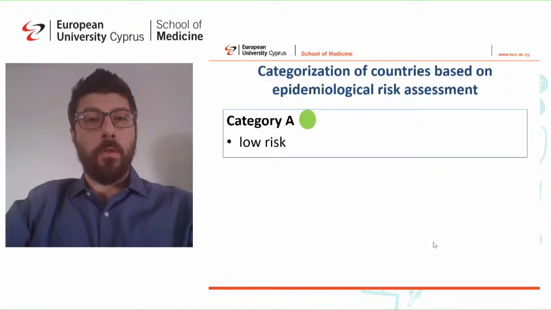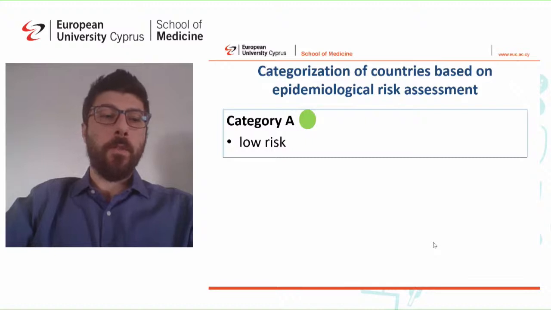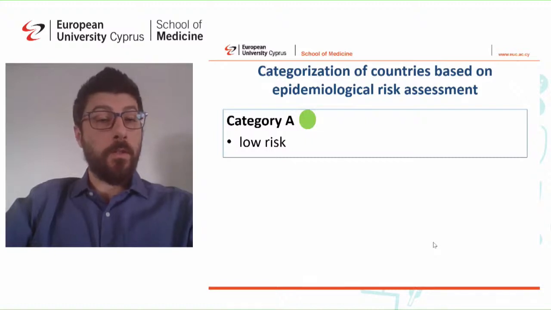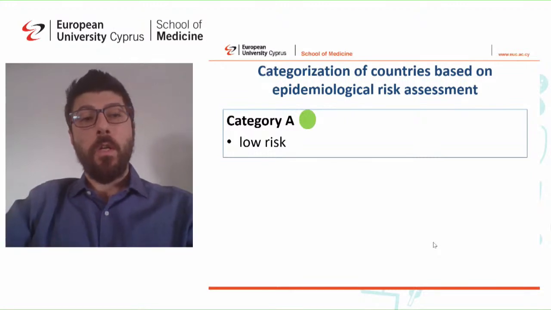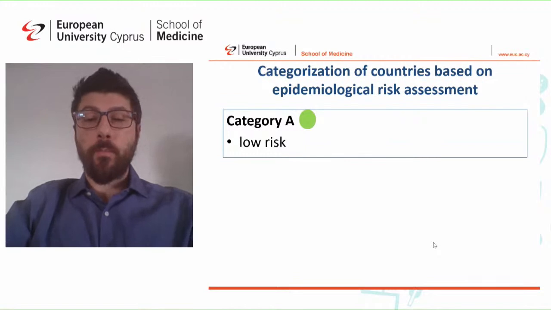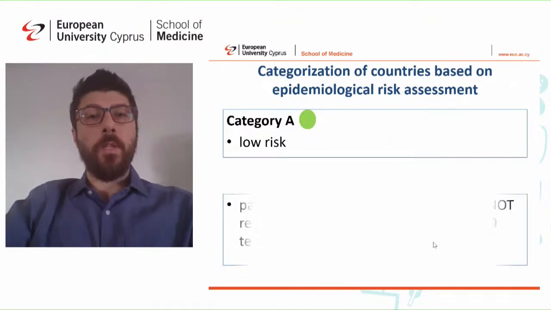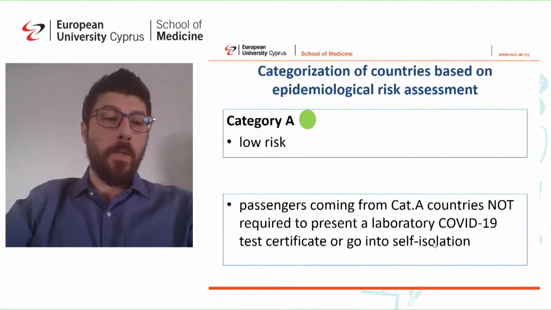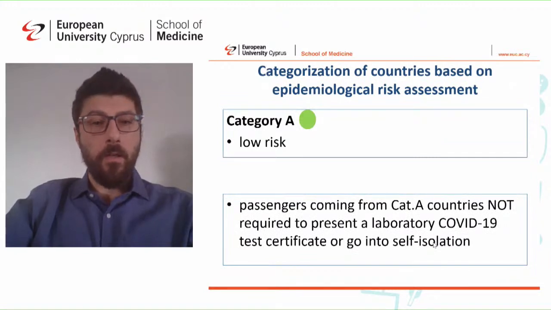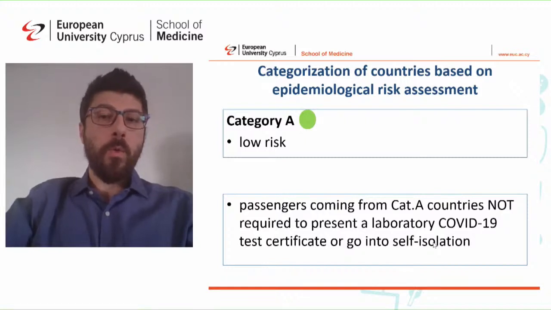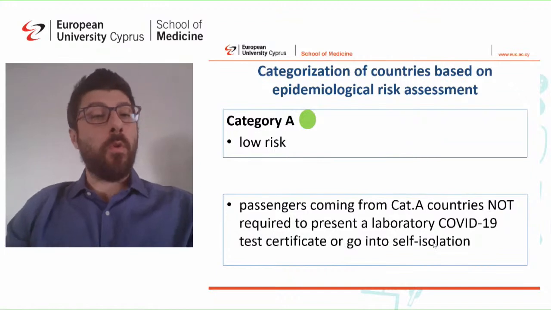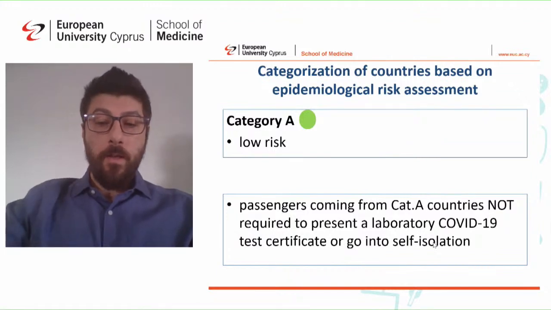Now, categorization. Cyprus places all countries into three categories, okay? Category A, B, and C, based on the risk assessment that is derived from these indices that I showed you. Right now, category A, that's why I put the green color, is considered low risk. At this point, consider that it has a similar epidemiology with Cyprus. And what does that mean? It means that passengers that come from category A countries are not required to do a test or self-isolate. So it's as if they're traveling inside their own country when they come from category A.